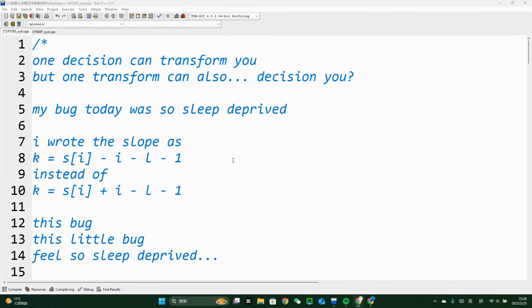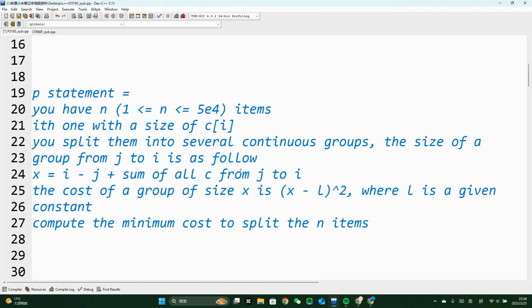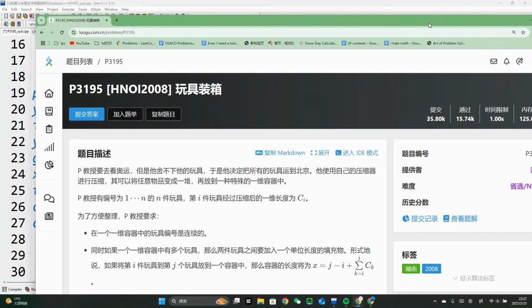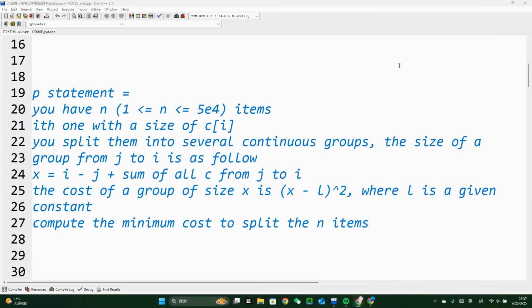This is the most sleep-deprived bug I've ever made. Minus, plus. So the problem we're looking at today is not a usable problem, and it's on the coding website of Luogu, which everything on there is in Mandarin, and I don't trust Google Translate, so here's my summarization of the problem statement. Quite straightforward.